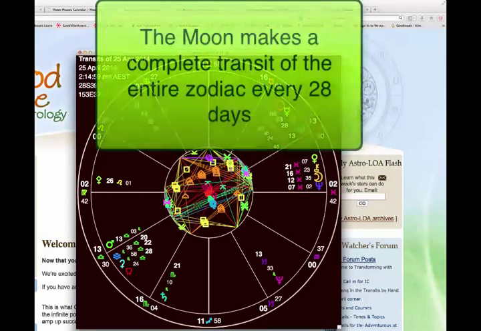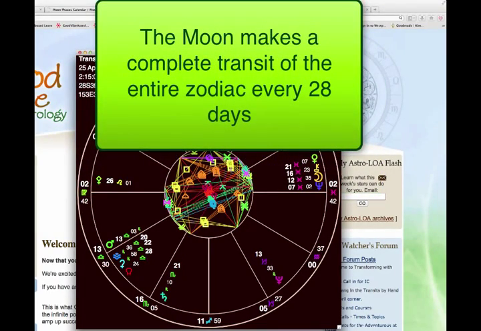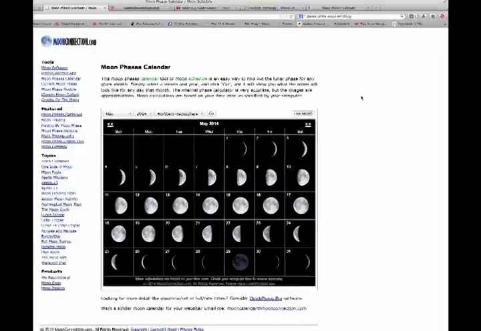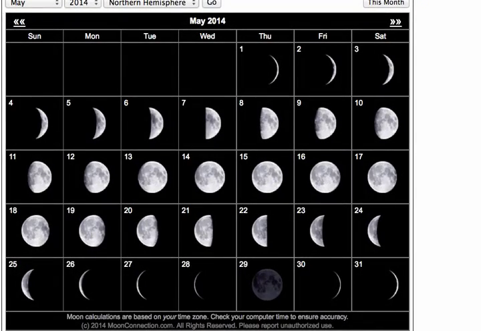So the moon is our fastest moving planet through the zodiac, and it goes through phases as it transits in 28 days through the entire 360 degrees of the zodiac belt. That means that the moon is going to transit your chart once a month, 13 times a year. Here is a representation of the phases of the moon.